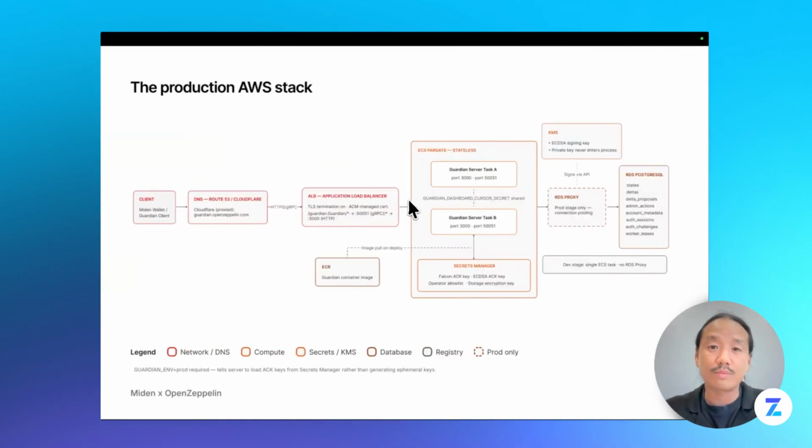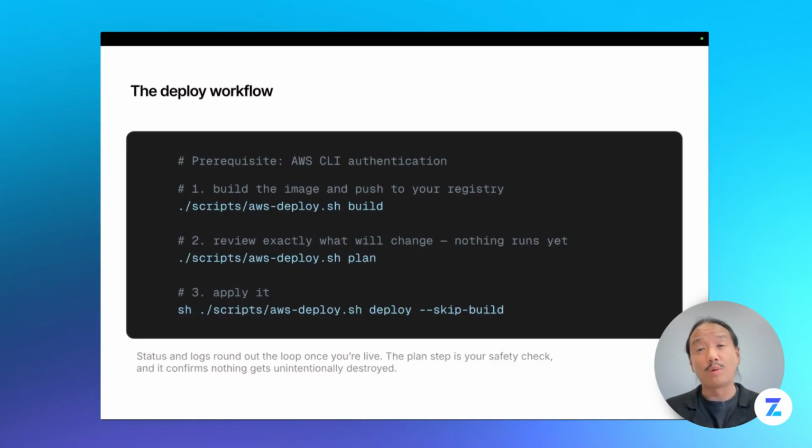The deploy workflow covers three main commands. Before we begin, AWS CLI authentication is required. From there, build builds the image and pushes it to your registry. Plan runs a Terraform plan so you can review exactly what's going to change before anything happens. Reviewing that plan is how you confirm nothing's going to be unintentionally destroyed. Deploy, skip build, applies it. Terraform picks up the image you already pushed in step 1, so nothing gets rebuilt.